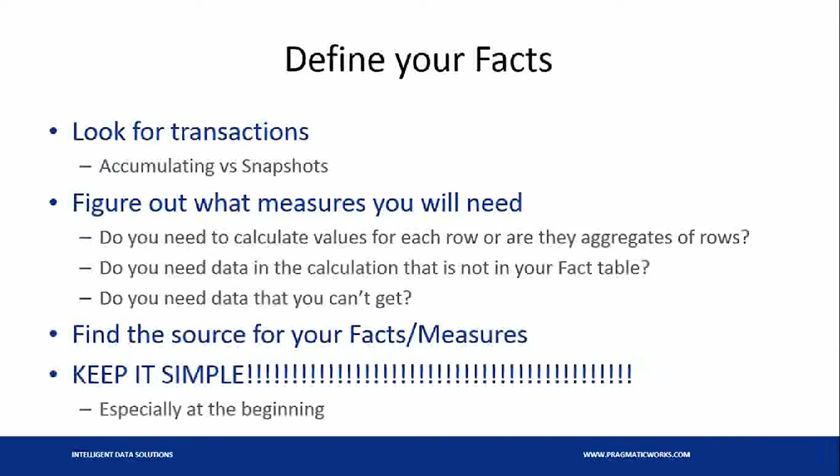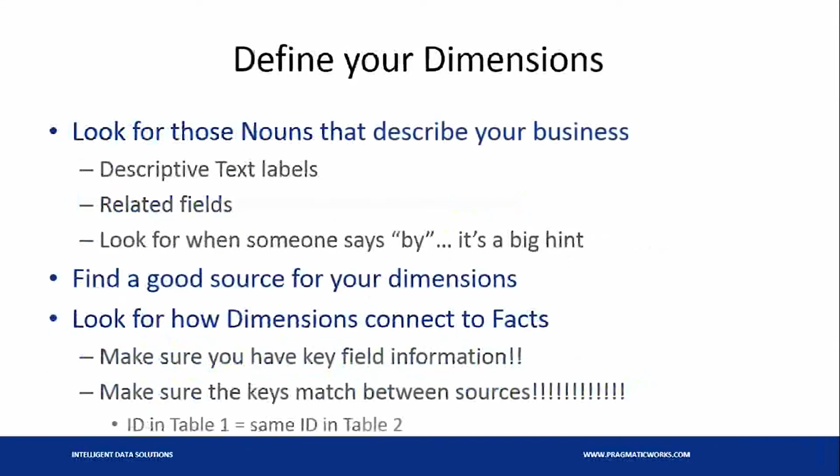Define your dimensions. Look for those nouns. Think of those person, place, or thing that we analyze our business by. And the most important thing, make sure you understand how those dimensions are connected to the facts. I can't tell you how many people I've seen go out and bring in fact data, and then they bring in a dimension table, and then they realize there's no field in the dimension that's going to connect them to the fact. The whole time you're doing your planning for your model, you have to think about those keys.